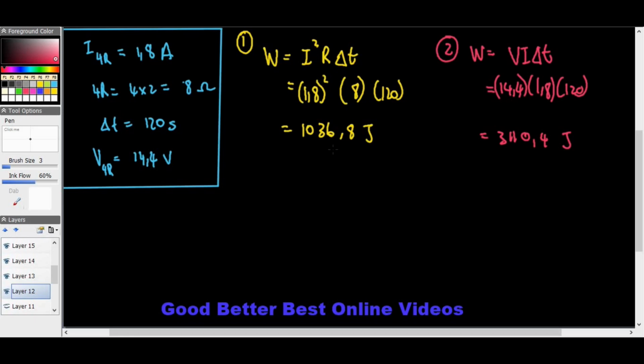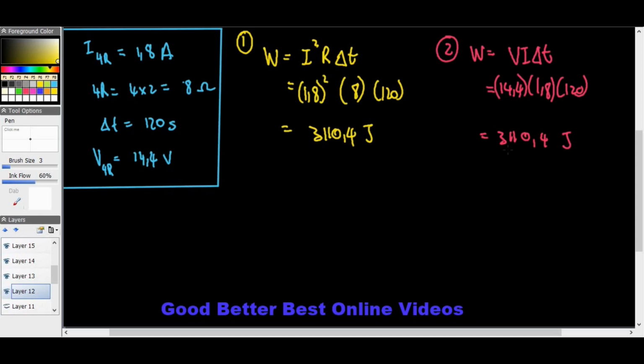1,8 all squared multiplied by 8 multiplied by 120. Oh, sorry, that's why we got a different answer there. When I did the calculation, I actually forgot to square the 1,8. So I'm so sorry. Please forgive me. Made a very silly mistake there. This is also 3,110,4 joules. This is method as well. And then, of course, there's this method as well, which gives you the same answer. I just forgot to square my 1,8. Very, very fatal mistake. Otherwise, I would have gotten a totally different answer.